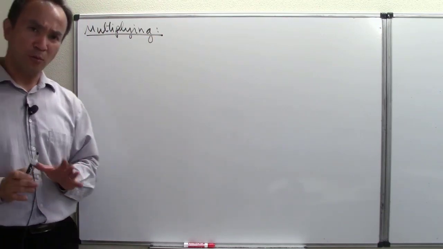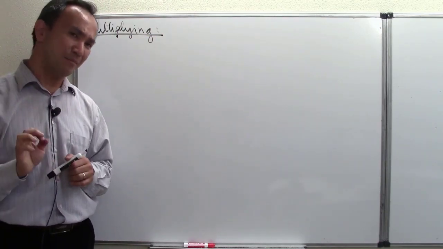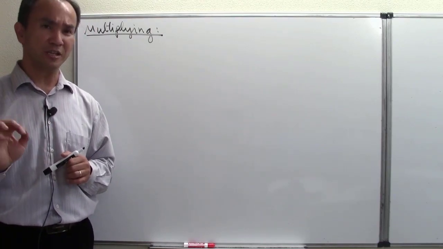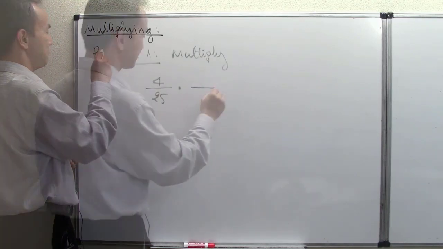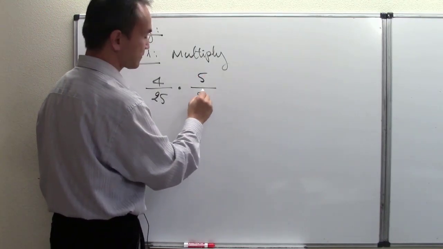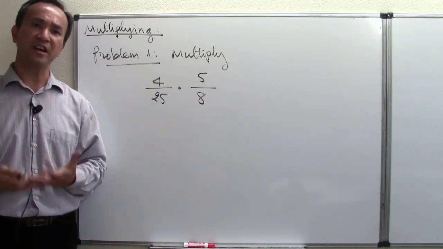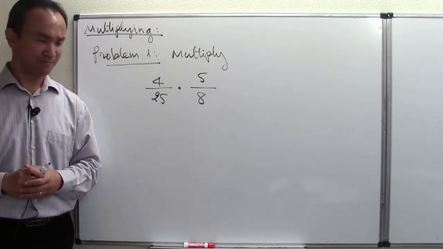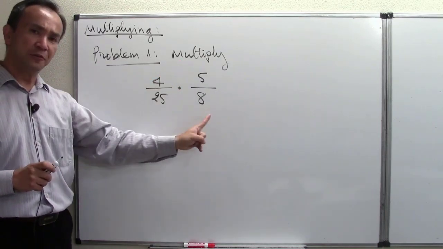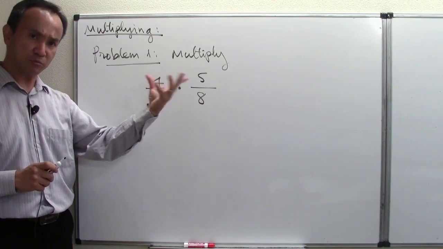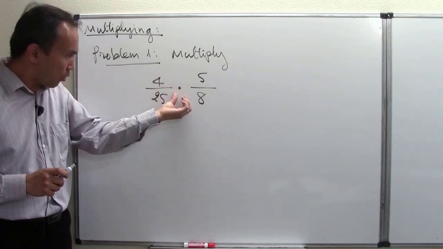All right, so for multiplying rational expressions, before we really get into doing that, allow me to introduce a very familiar problem to anyone. Here we are at problem number 1. The instruction here says, let's multiply these two fractions. The dot here is a product. It's indicating we have 4/25 multiplied with 5/8.